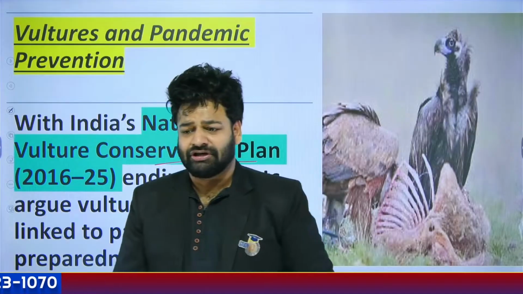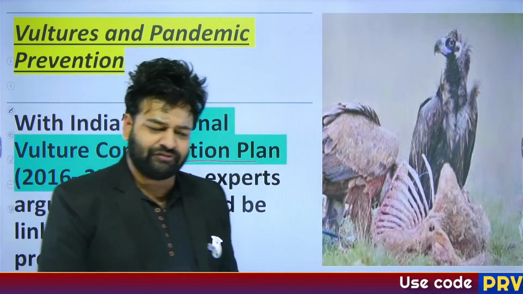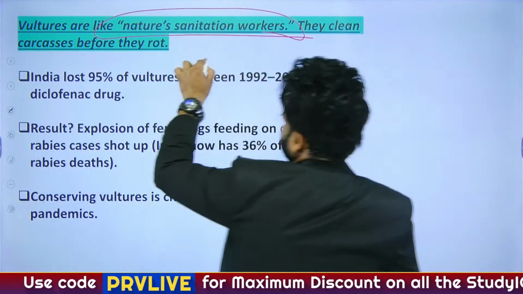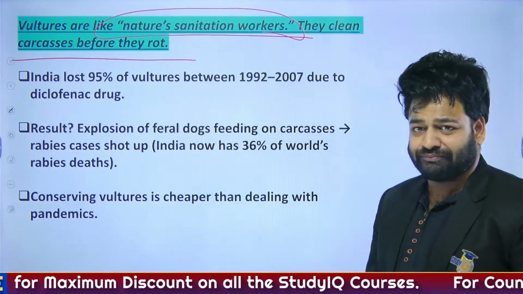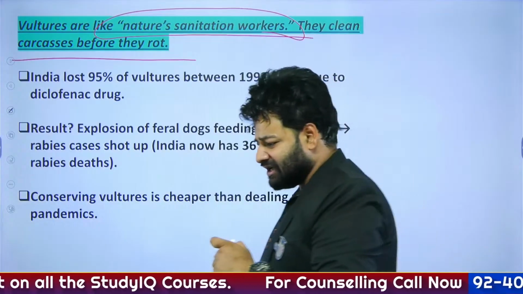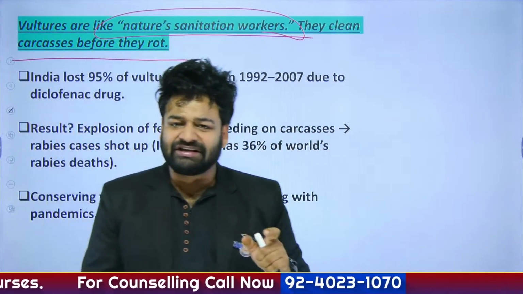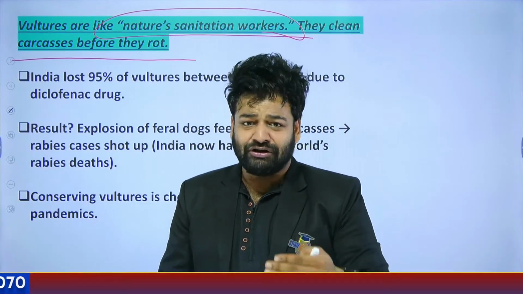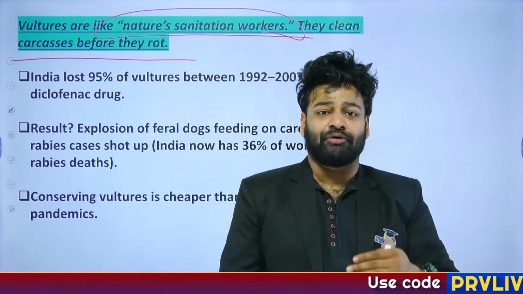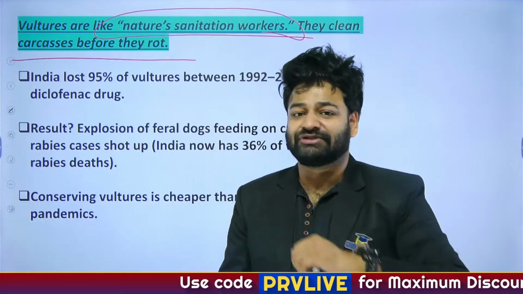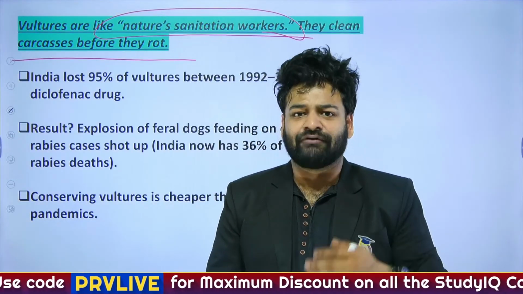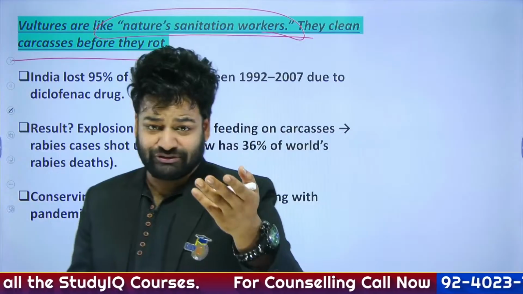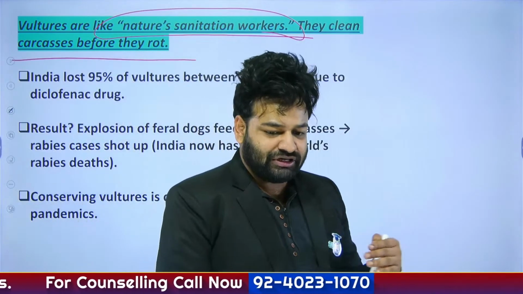Obviously, 1,000 crores looks feasible. Now you would be like, sir, what is the correlation between pandemics and vultures? Here we go. Vultures are like nature's sanitation workers. They clean the carcasses before they rot. They clear the dead, decaying bodies of animals, as well as other species which are booming in population and are harmful for humans as well as the whole environment, like, for example, poisonous snakes and rats.